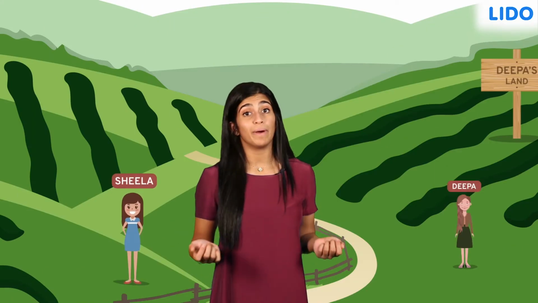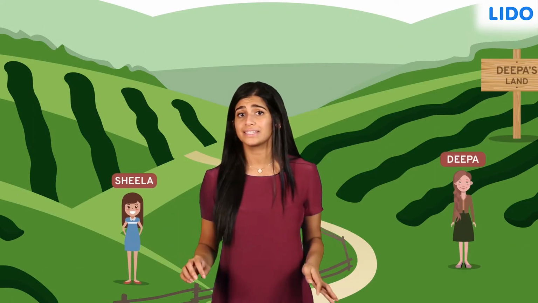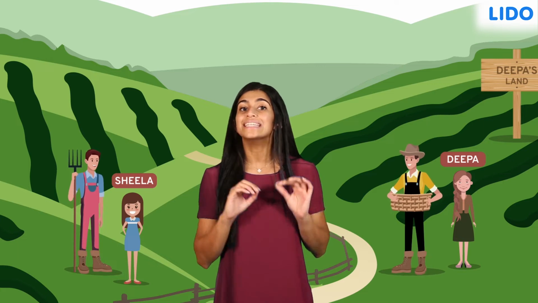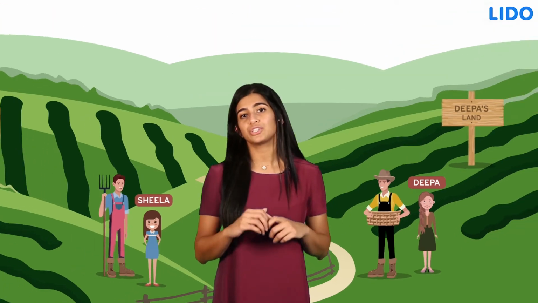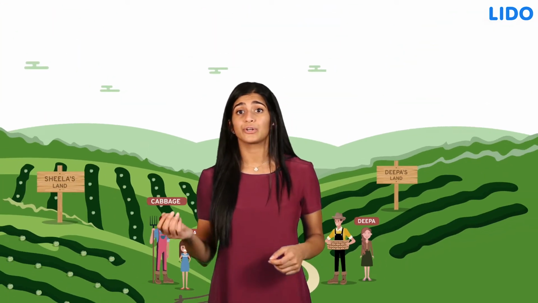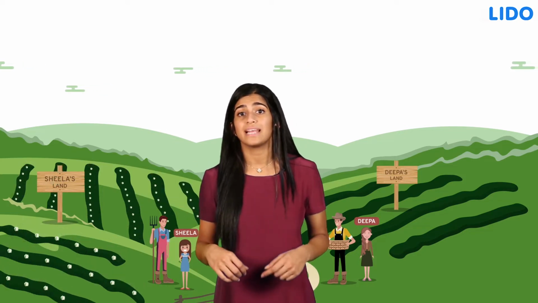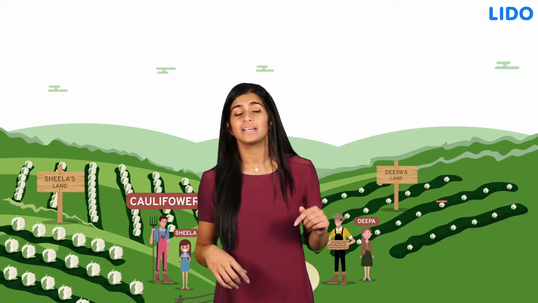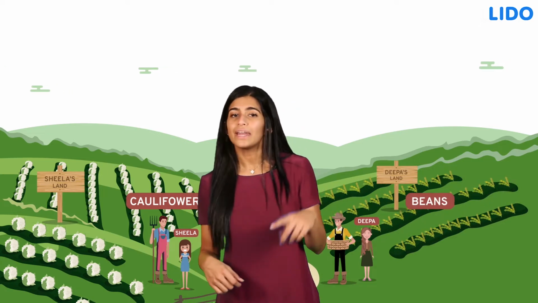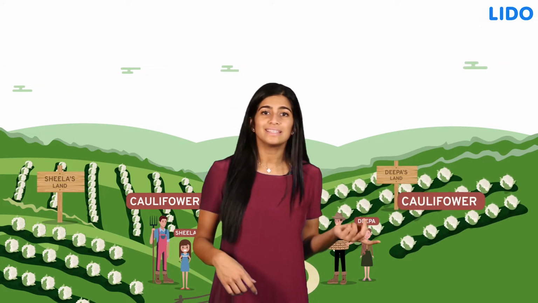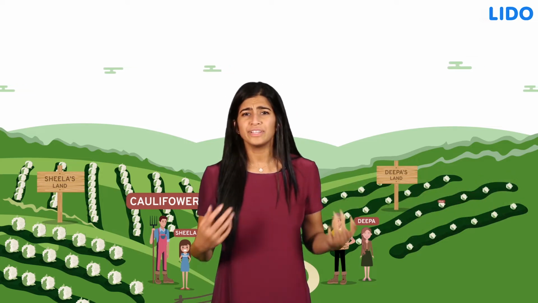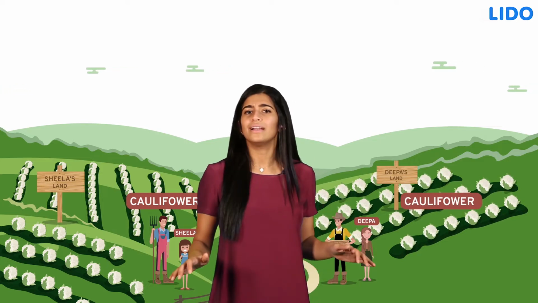So, Sheila and Deepa are two of my best friends. Their fathers have identical plots of land right next to each other. While Sheila's dad grows cabbage and cauliflower over and over on the same land, Deepa's dad has been growing cabbages and cauliflowers, then growing beans, then again growing cabbages and cauliflowers, peas, and so on. Everything has been growing and going well.